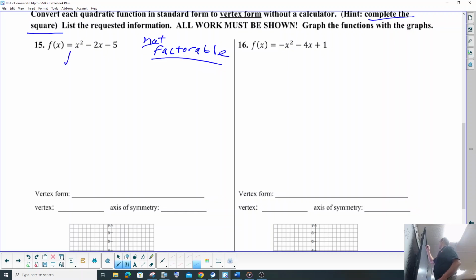So we're going to bring down the x squared, right? Minus 2x. And we're going to shove that negative 5 out of the way, over there. Negative 5. So then we're going to go ahead and complete the square.